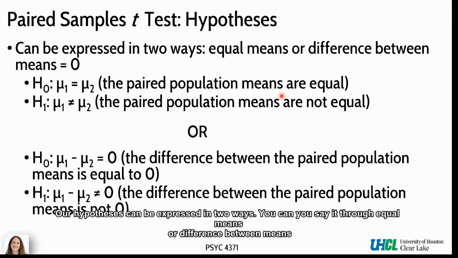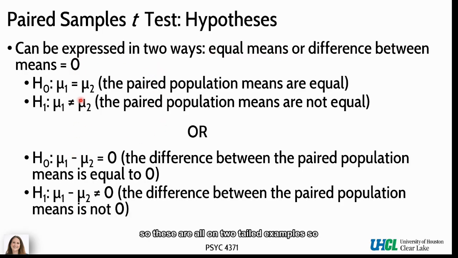Our hypotheses can be expressed in 2 ways. You can either say it through equal means or difference between means. So these are all 2-tailed examples.